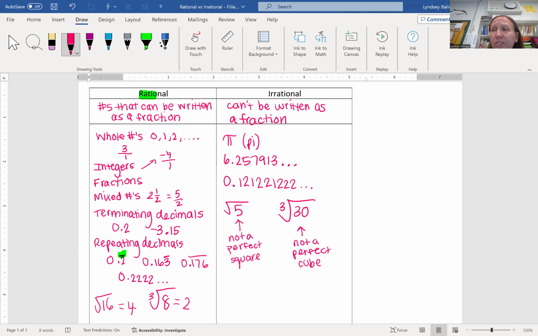That's rational versus irrational. And our practice for this is just going to be me giving you a bunch of numbers and you telling me if it's rational or not.